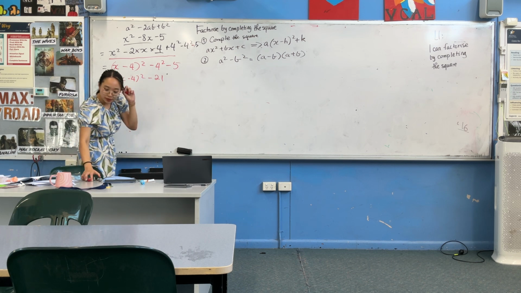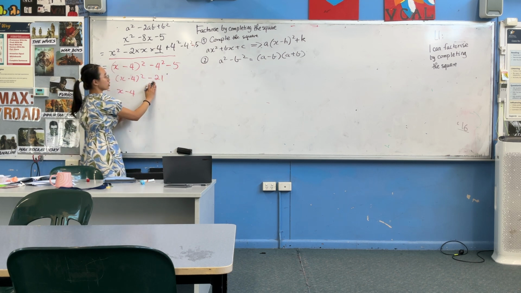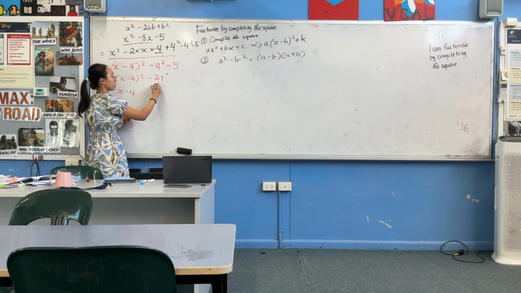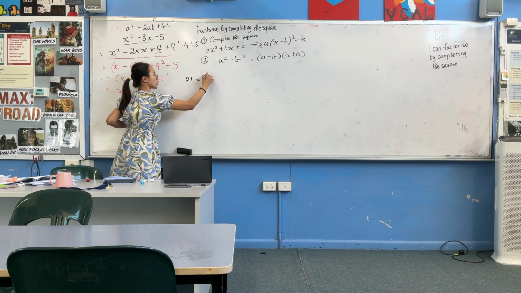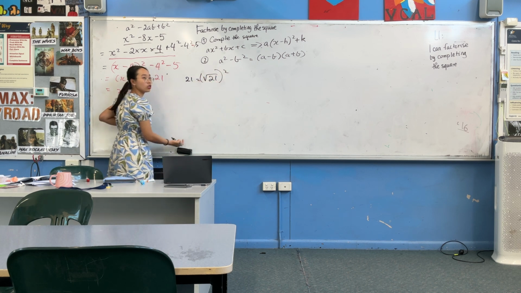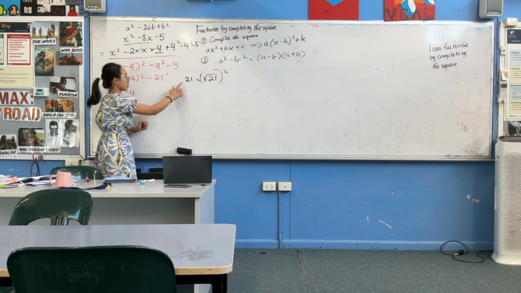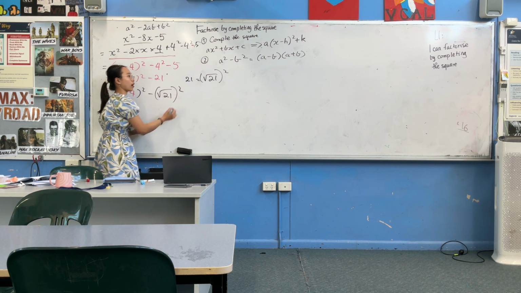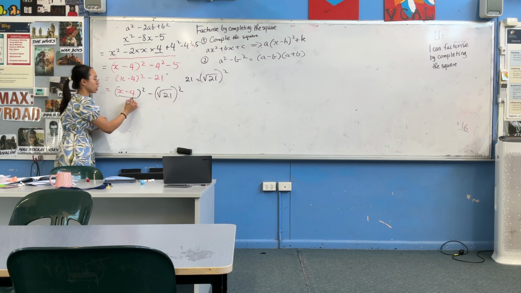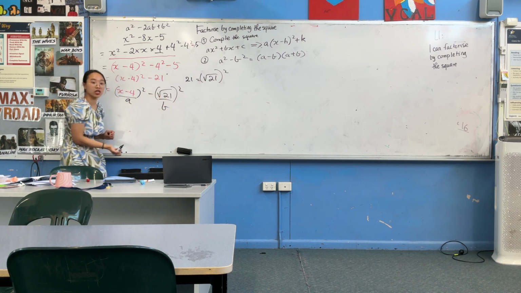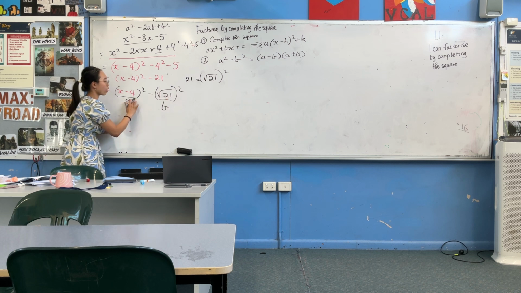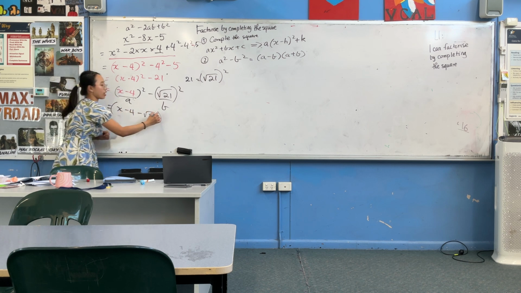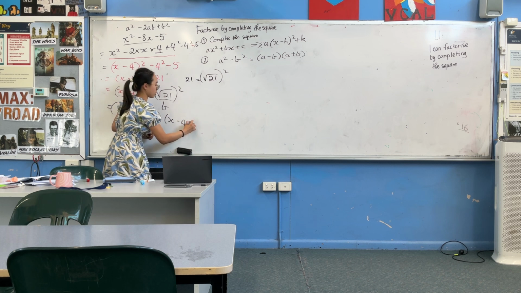Now, how do I put this in the form of difference of two squares? I have to make 21 a square, right? So 21 can be in the form of the square root of 21 to the power of 2. A square and a square root cancel out, so you get 21. That's why you're going to have minus the square root of 21 to the power of 2. Now this whole chunk here is my a, this is my b. You see? A squared minus b squared, I will have a minus b: x minus 4 minus square root of 21, and x minus 4 plus square root of 21.